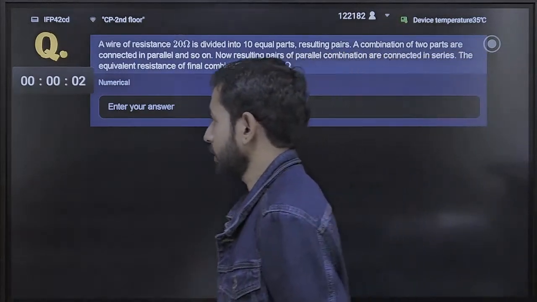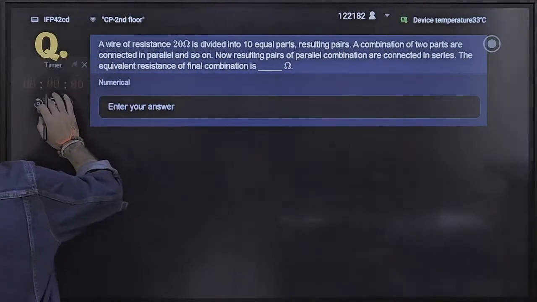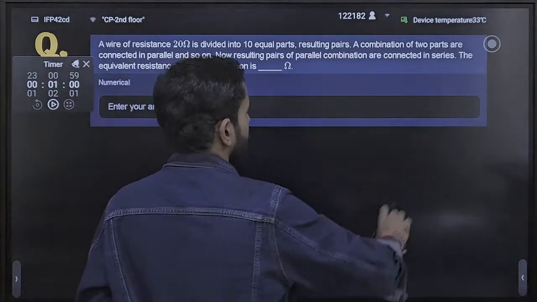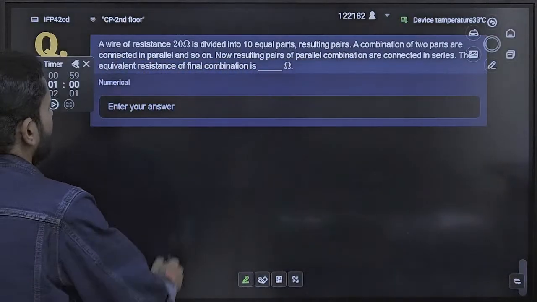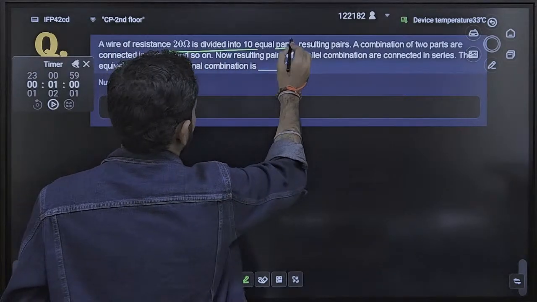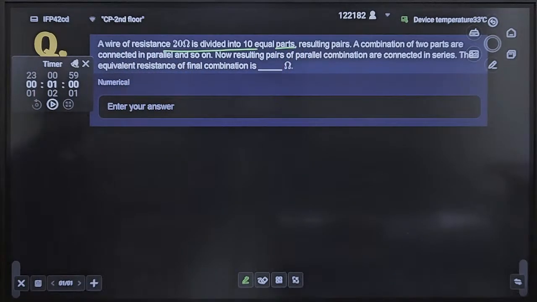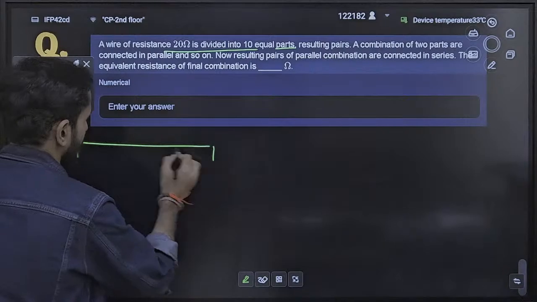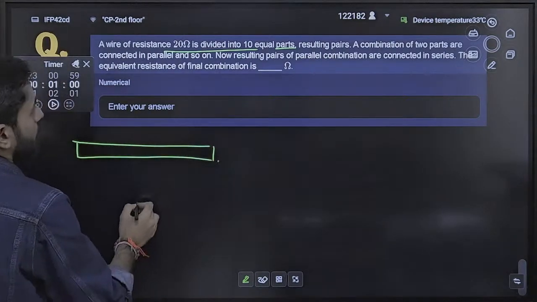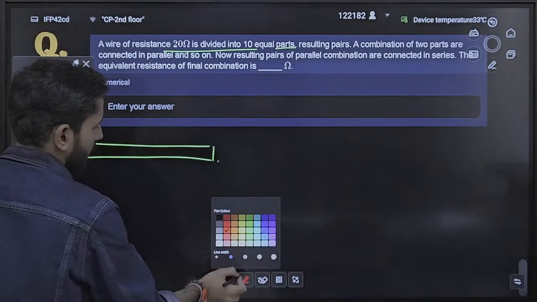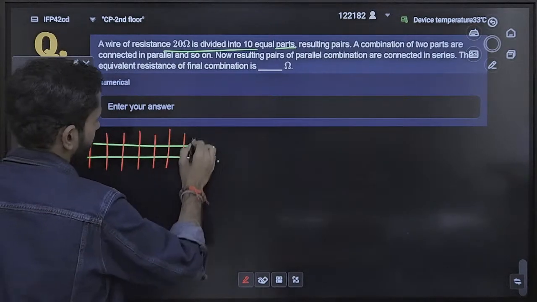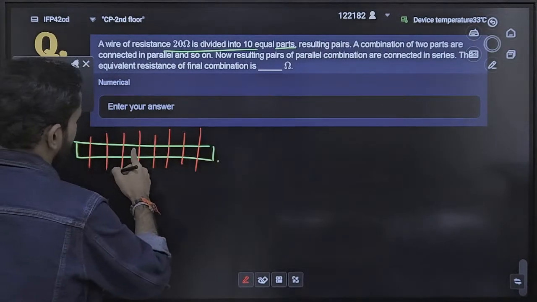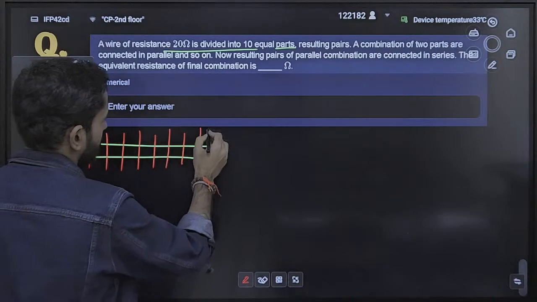Fine. Now follow me to check how to approach the question and understand what it is saying. A wire of resistance 20 ohm is divided into 10 equal parts. A wire is there. Let's suppose this is the wire. Let's cut it into 10 equal parts: 1, 2, 3, 4, 5, 6, 7, 8, 9, 10.